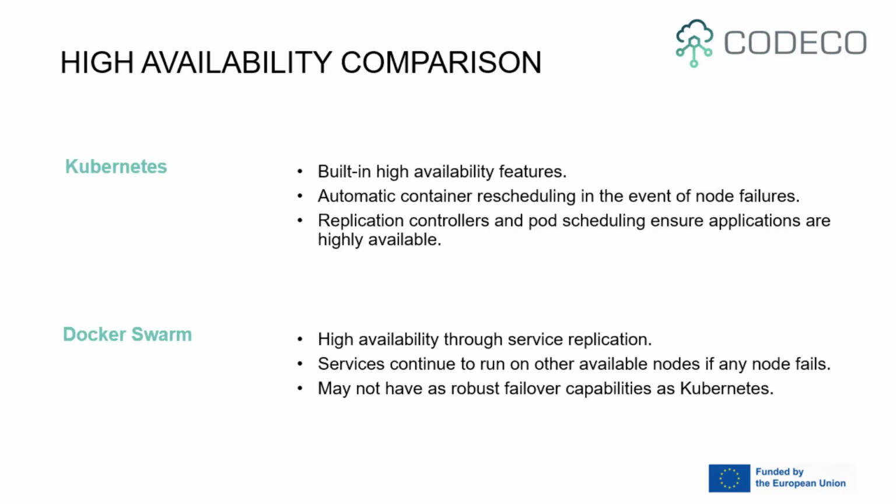High availability comparison. Kubernetes. Kubernetes has built-in features for high availability. It ensures that your applications are highly available even in the event of node failures. By using replication controllers and pod scheduling, Kubernetes can reschedule containers onto healthy nodes automatically. Docker Swarm. Docker Swarm also provides high availability by allowing multiple replicas of services to be deployed across different nodes. If any node fails, Swarm ensures that the services continue to run on other available nodes. However, the failover process may not be as robust as Kubernetes.